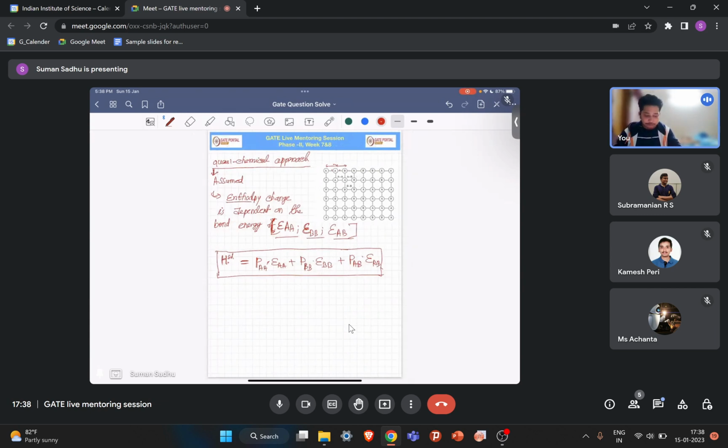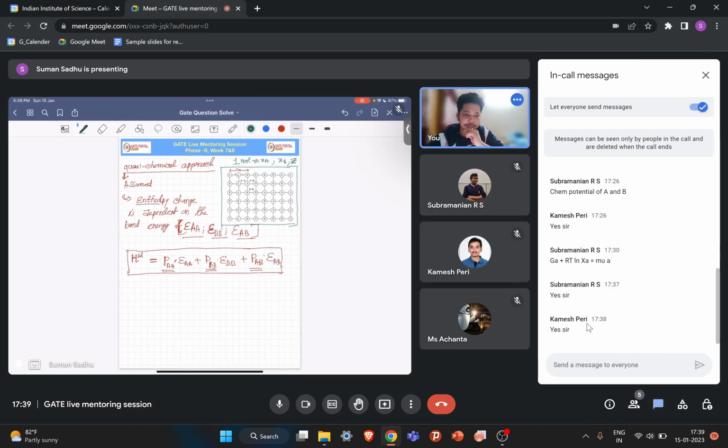Now we have to find out the probability of finding a bond of A and A atoms, the probability of finding a bond between B and B atoms, and the probability of finding a bond between A and B atoms. So let's say the total system is 1 mole, where you have XA mole of A atoms and XB mole of B atoms, and the coordination number is Z. Everyone of you knows what coordination number is, right? Yes, the number of nearest neighbors of that particular atom.